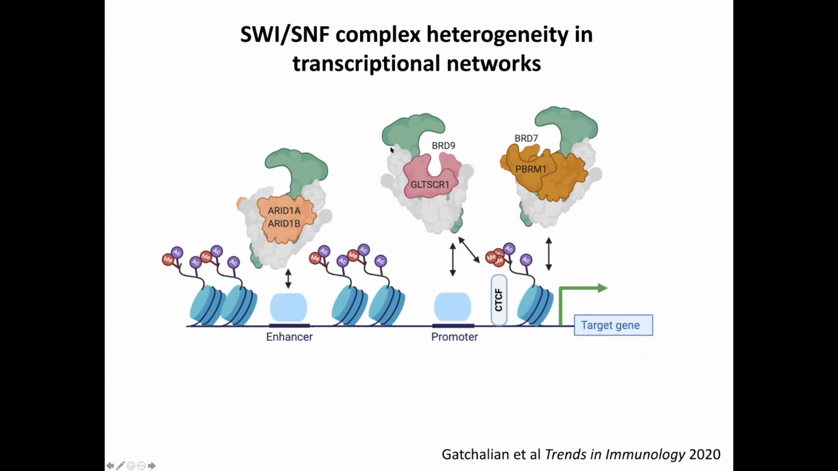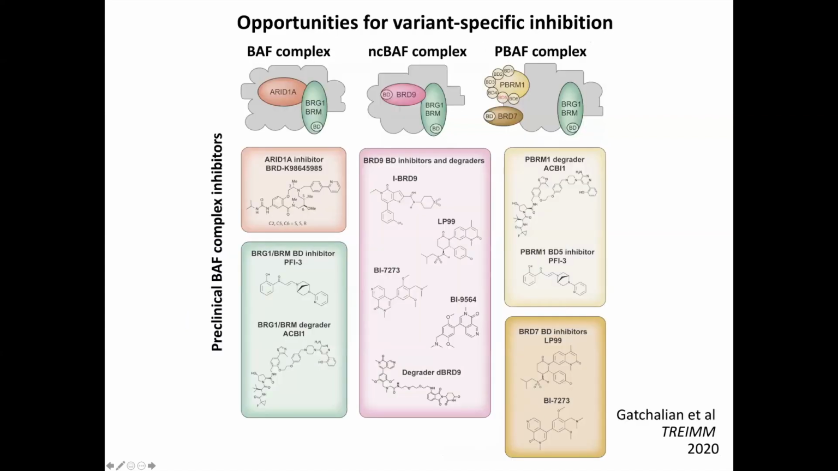Here we find that the non-canonical complex is enriched at promoters and CTCF bound sites. And there was other information to suggest that PBAF complexes were bound at promoters as well. And so this really started to suggest that these complexes might be affecting transcription in different functional ways. And so to assess this, we turn to, again, the wealth of inhibitors and degraders that have been developed against these complexes, some of which allow the specific targeting of these variant-specific forms.